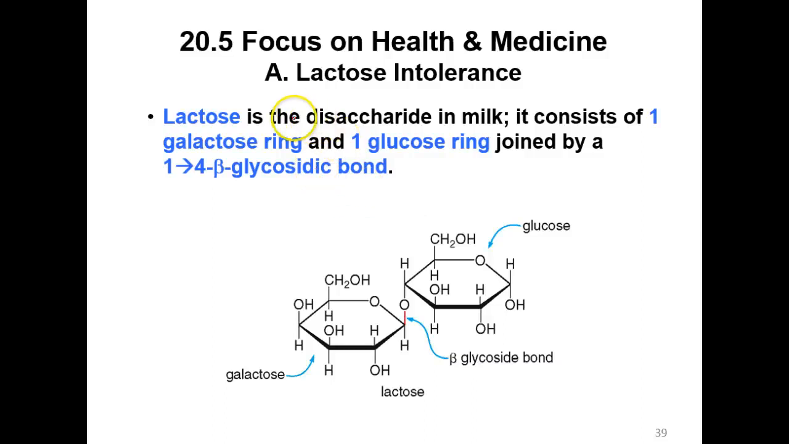All right, lactose is also a disaccharide. It consists of one galactose and one glucose, and it's joined by a beta linkage. Notice this is a beta linkage, so galactose and glucose. All right, so it's a beta glycoside or glycosidic bond. Same kind of thing, just a different name.